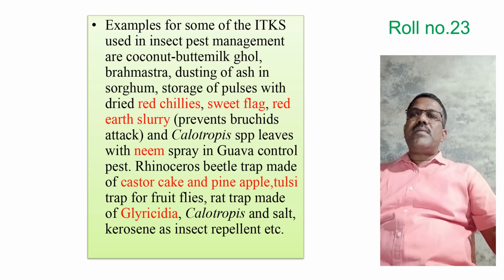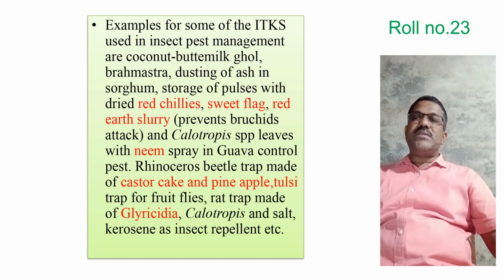Examples of some Indian technology systems used in insect pest management: coconut buttermilk, Brahmastra, dusting of ash in sorghum, storage of pulses with dried red chilies, sweet flag, red earth slurry to prevent cricket attacks, and Calotropis species with neem spray. In Goa, to control pests: Rhinoceros beetle traps made of castor cake and pineapple, tulsi trap for fruit flies, rat traps made from Gliricidia, Calotropis and salt kerosene as repellents.